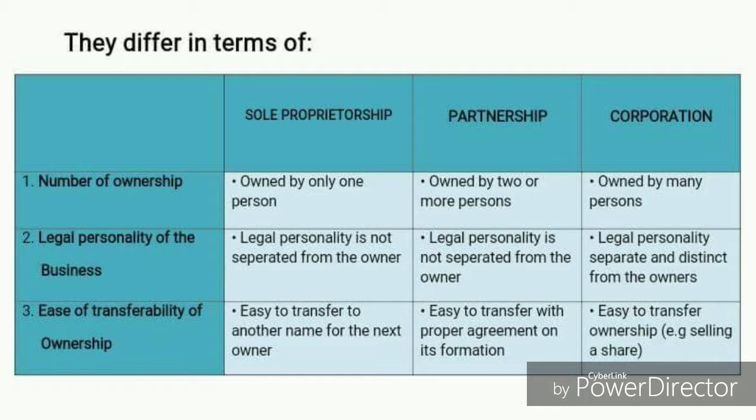The difference between sole, partnership, and corporation when it comes to number of ownership is that sole is owned by only one person. Partnership is owned by two or more persons. Corporation is owned by many persons. When it comes to legal personality of the business, sole is not separated from the owner. Also, partnership is not separated from its owner. But corporation is separated and distinct from the owners.